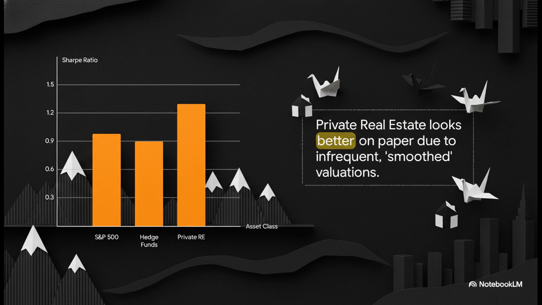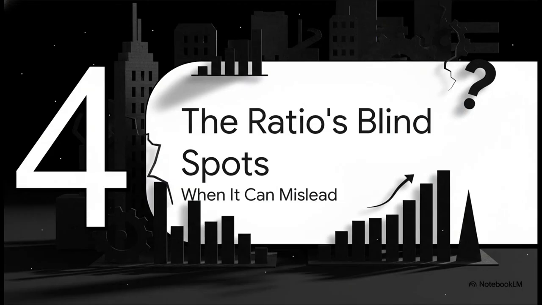But there's a catch. Private assets like real estate aren't priced every single day like stocks are. They're valued way less often, which artificially smooths out the data and makes the volatility seem lower than it probably is. This is a perfect example of why you can never just take the number at face value without knowing the context. And this is where we really level up our understanding.